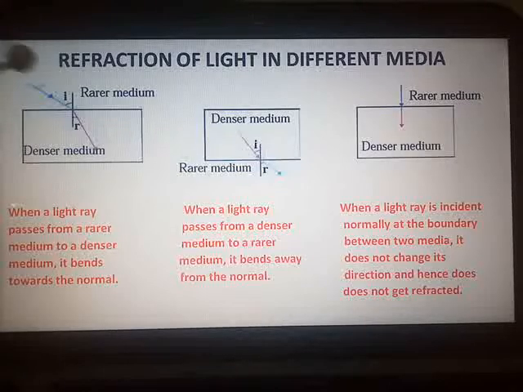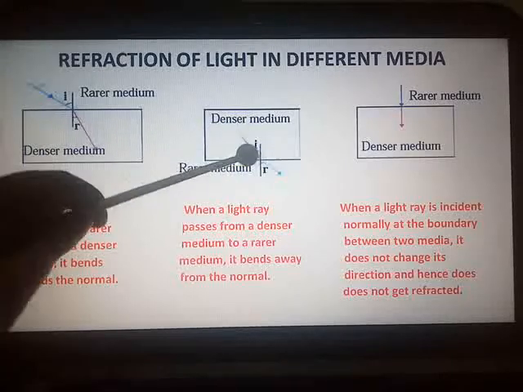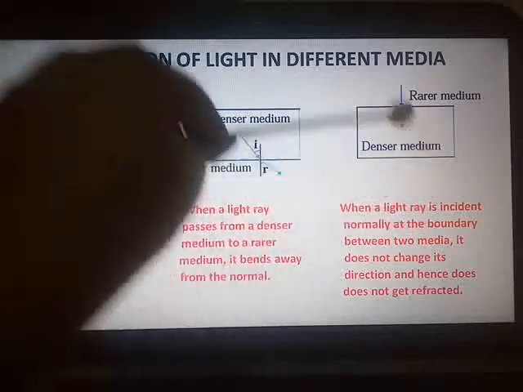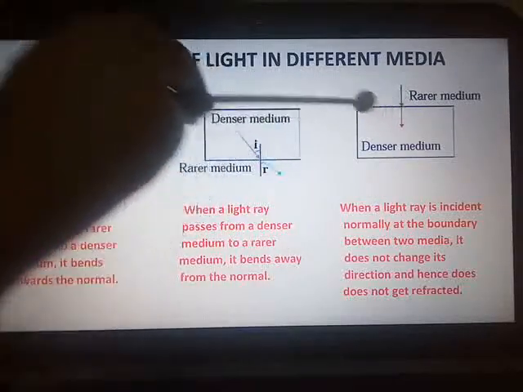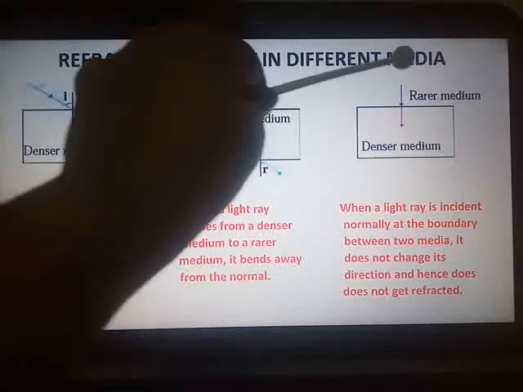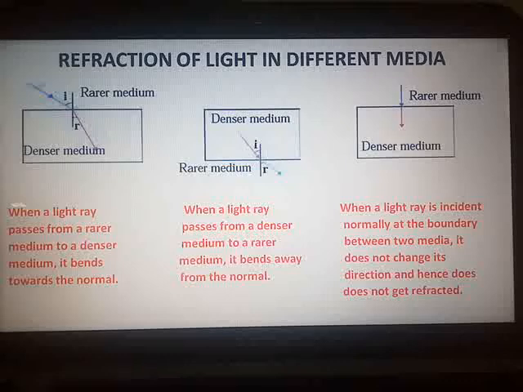So the first case is when it travels from the rarer to the denser medium, it bends towards the normal. When it travels from the denser medium to the rarer medium, it bends away from the normal. Similarly, when the light ray is incident normally at the boundary between both these media, it does not change its direction and hence it does not get refracted. It does not change its direction of movement.